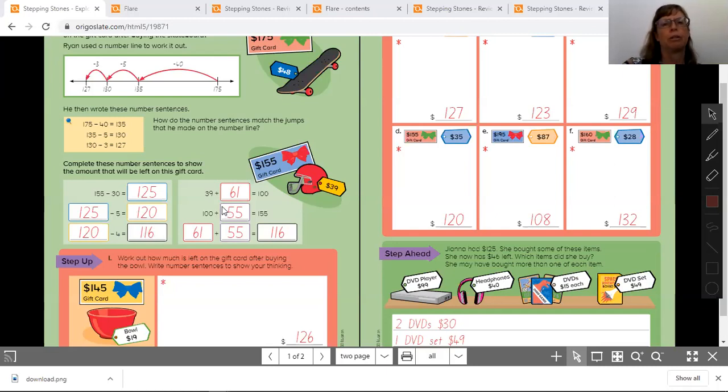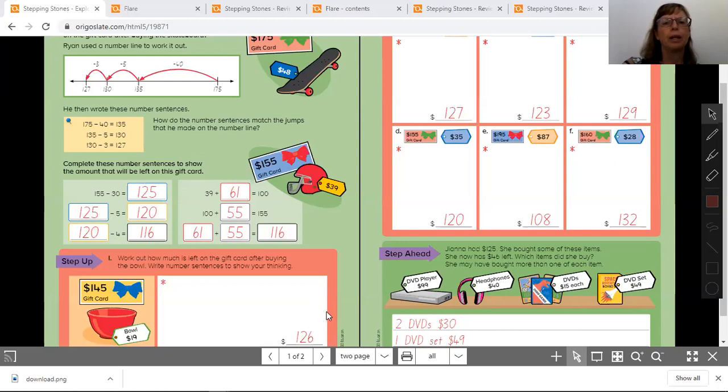And then going the other way, we've got 39 plus how many to make 100? It's 61. Then 155, we're adding 55 there. So 61, adding these two numbers together, 61 plus 55 is 116. So two different ways of doing the same problem, depending on which way you prefer.